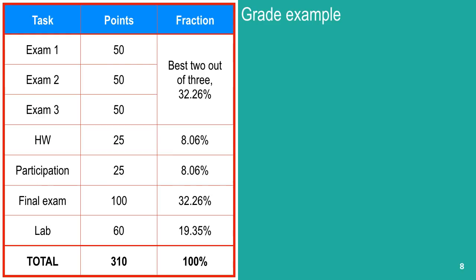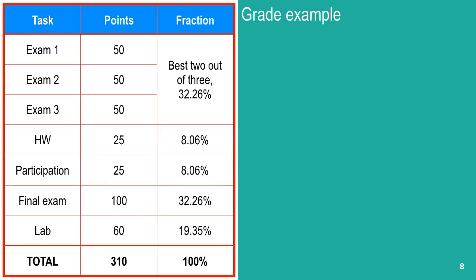It's no problem. So this is the theoretical maximum for each one. 50, 50, 50. Best 2 out of 3. Homework 25. Participation 25. Final exam 100. And then this is the amendment we had to put in a couple weeks ago, the lab 60. The lab is supposed to be about 20%. This is the closest I could get with a whole number, some multiple of 10. So my boss said, yeah, 60 is good. 19.35%.